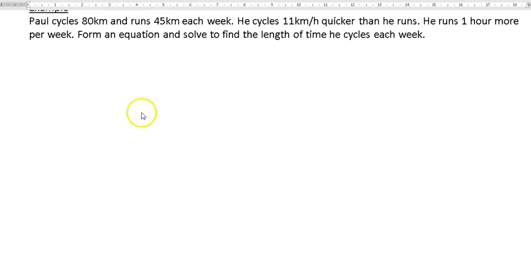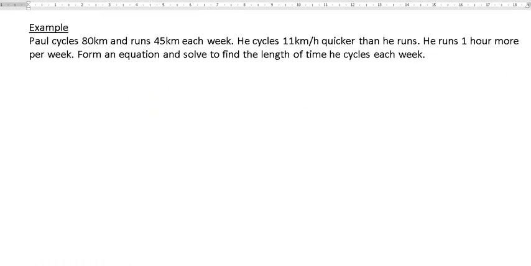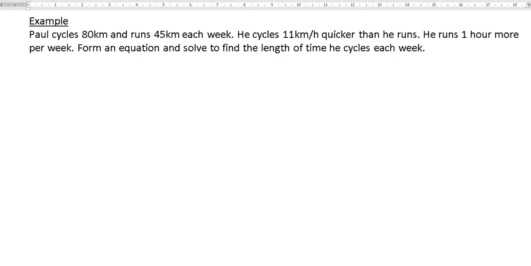So in this example, it says Paul cycles 80 kilometers and runs 45 kilometers each week. He cycles at 11 kilometers per hour quicker than he runs. He runs 1 hour more per week. Form an equation, solve to find the length of time he cycles each week. So we're going to say let x equal the time that he cycles, because that's what we're trying to find at the end of this question.